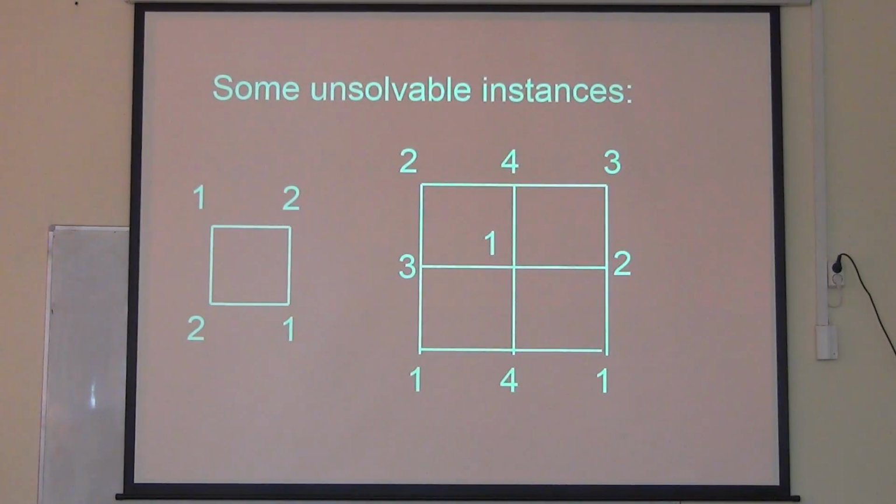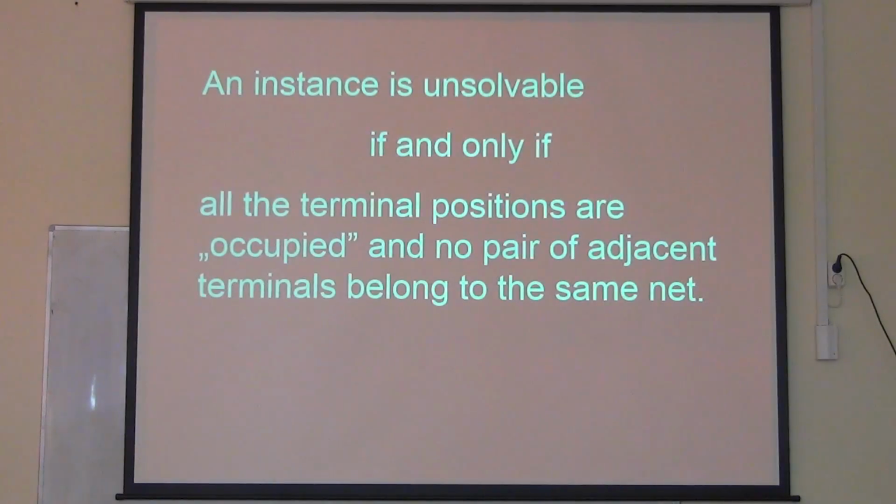That makes it unsolvable. And therefore, one half of this statement is trivial. If all the terminal positions are occupied and no pair of adjacent terminals belong to the same net, then the problem is unsolvable. And it's not very difficult to prove. That's again a result of Szeszlér, my former student, that everything else is solvable.